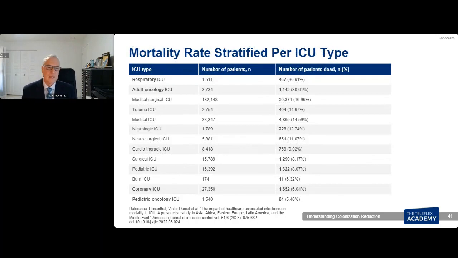Mortality rate at respiratory and adult oncology was 30% and more. The highest mortality rate in these ICUs were there, respiratory and adult oncology. And the lowest mortality rate was at coronary and pediatric oncology, around 6% instead of 31%.